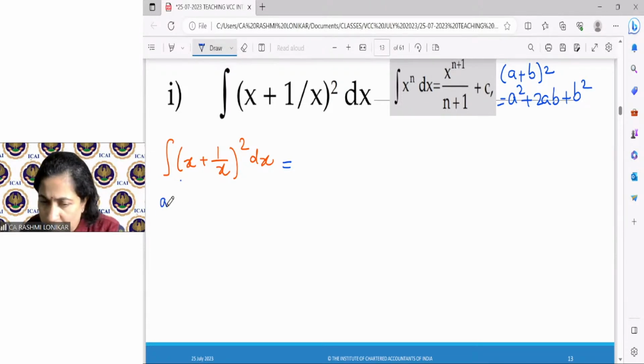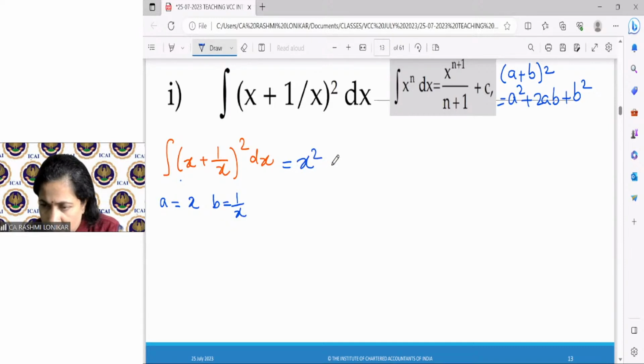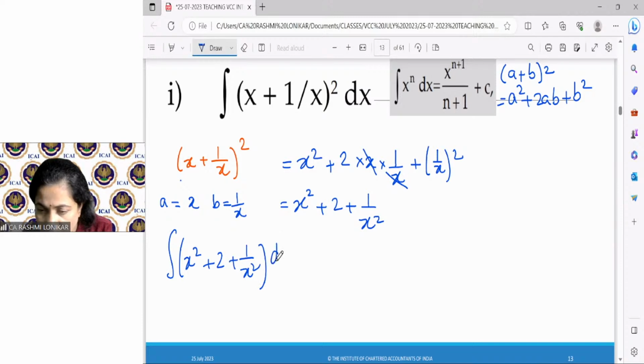What will my a be? a is equal to x. And what is my b? b is equal to 1 upon x. So a square means what? x square. So x square plus 2 into a into b, the x cancels, plus 2, plus 1 upon x square. So my (x plus 1 upon x) whole square has become this. Now I integrate the integration of x square plus 2 plus 1 upon x square dx.